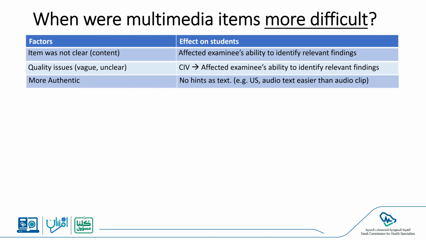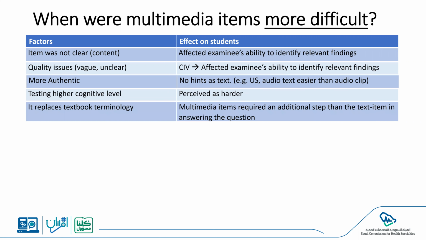Was it more authentic or not? If the item was very authentic and very relevant to the clinical scenario, you can't have any hints. So you're going to imagine that it's going to be more difficult, because if you don't know how to, let's say, identify the lesion in the X-ray, you're not going to be able to. So it's going to be more difficult. But this is maybe what you want, because you want to discriminate between high and low ability students. It tests higher cognitive skills, so that's why it's perceived as more difficult.